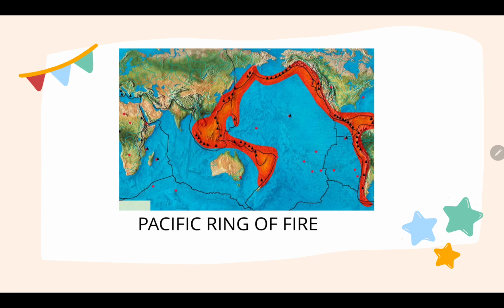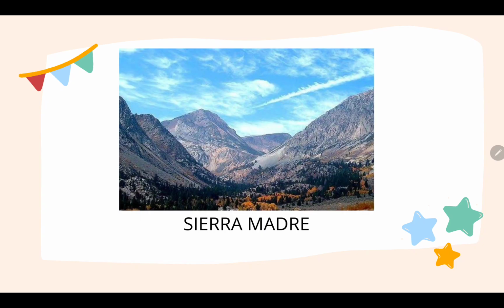Number 2 is Pacific Ring of Fire, is this one. This one is a Pacific Ring of Fire where dormant and extinct volcanoes are there, and India is out here. Understood why Pacific Ring of Fire? Now let's go to Sierra Madre. I have also talked about Sierra Madre. This one is the mountain ranges that is there in Western Cordilleras, and it looks like this.